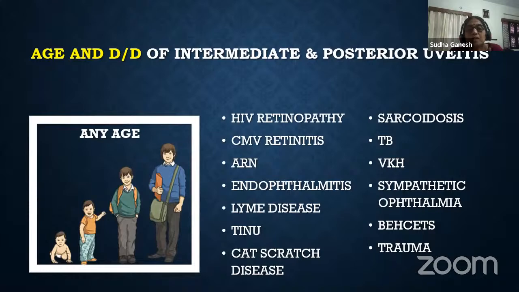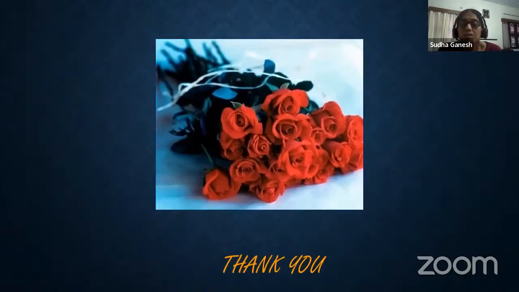And for children of any age, these would be the differentials: HIV, CMV, ARN, endophthalmitis, Lyme, TINU, sarcoid, TB, or VKH. So one proceeds based on the history that is elicited and the labs. Thank you very much for listening to me.